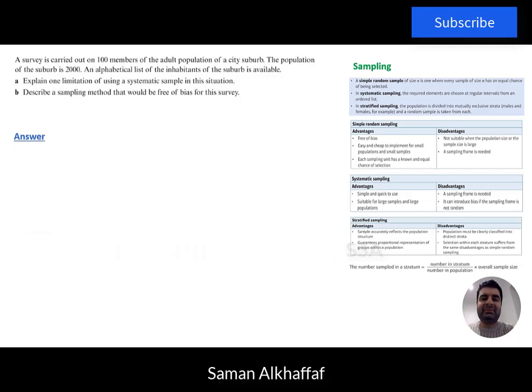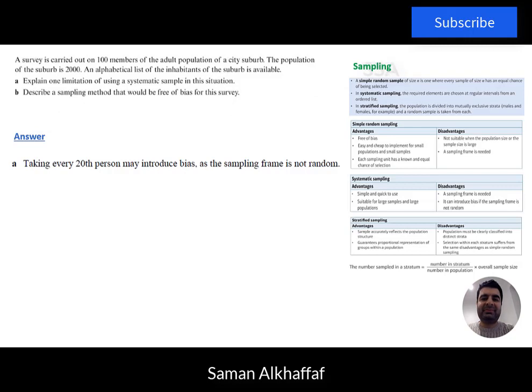So on the right hand side, we do have some advantages and disadvantages of using a systematic sample. So for this question, we answer: taking every 20th person may introduce bias as the sampling frame is not random, and this will be our answer for part A.